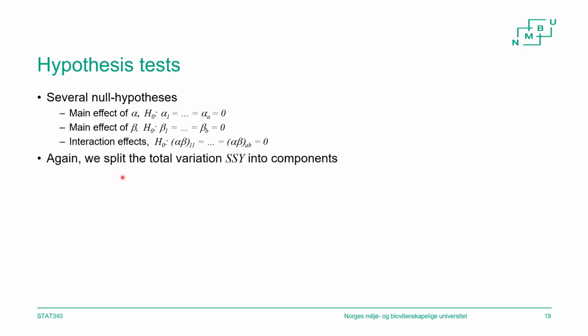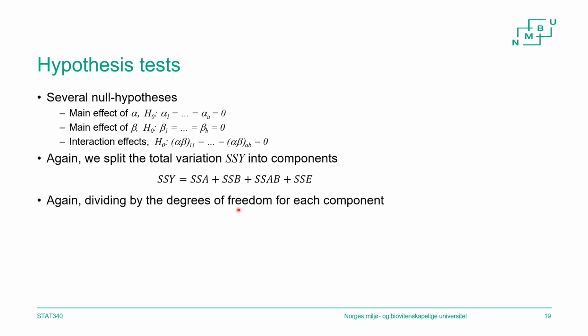So again, we split the total variation in the response into components, just like we saw before. But since we now have two factors and also an interaction, we have both SSA for the alpha factor, SSB for the beta, and SSAB for the interaction before we have the SSE. If you remember earlier, we had only this SSA and SSE. So this complicates the picture slightly, but it's the same principle, right? You sum all squares.